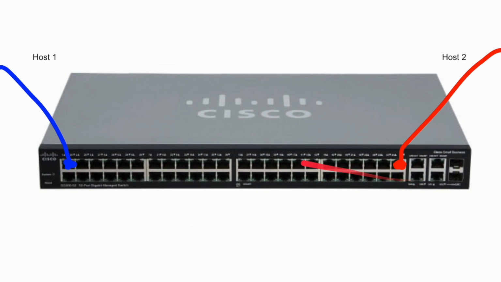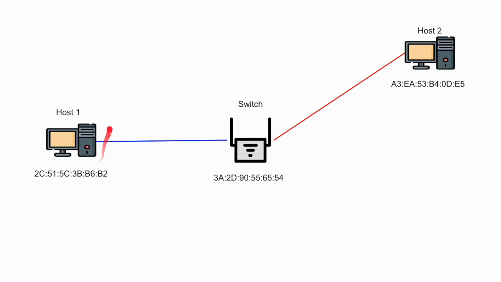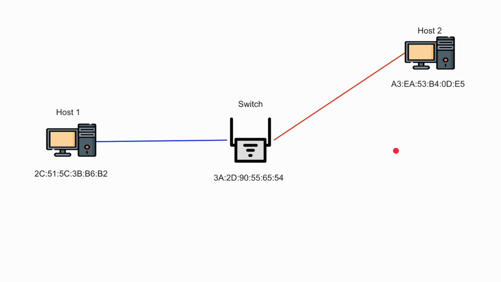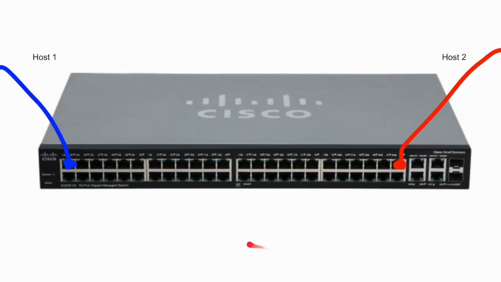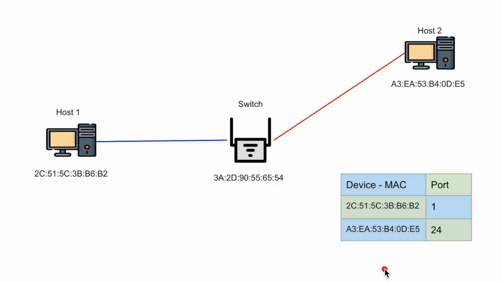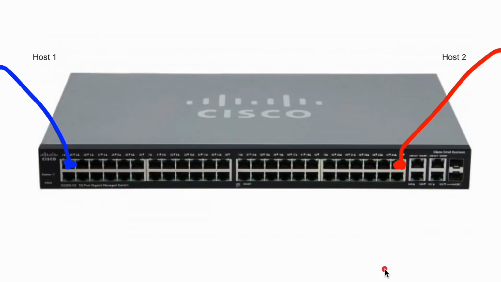So this is what a real switch looks like. For example, the blue wire is connected to host 1 and the red wire is connected to host 2. So when the data travels through the switch, it comes into this switch and then it goes out to this switch. So all devices have MAC addresses, but how does the switch know which MAC address belongs to which device? It knows this because it stores all of this information in its MAC address table, where all the MAC addresses are linked to the port numbers, these ports.